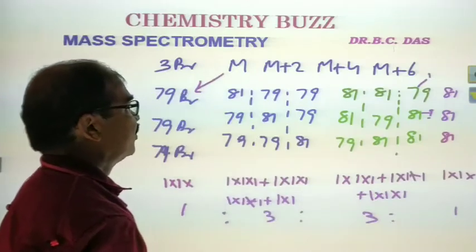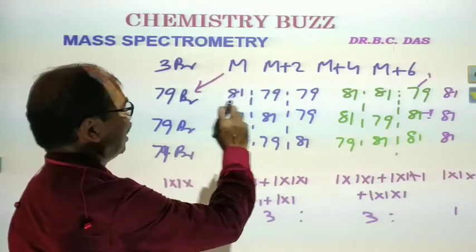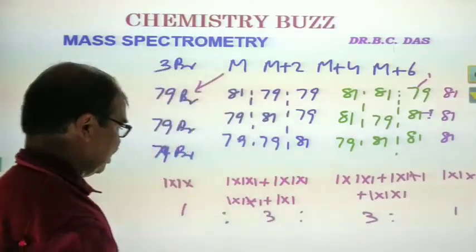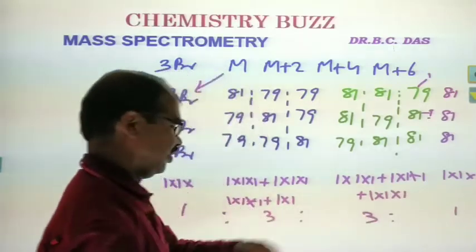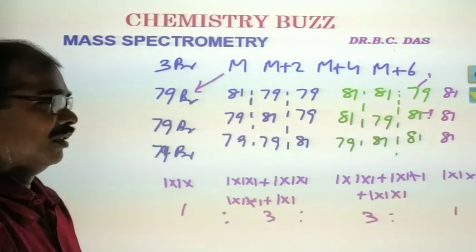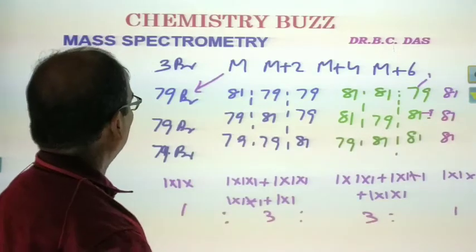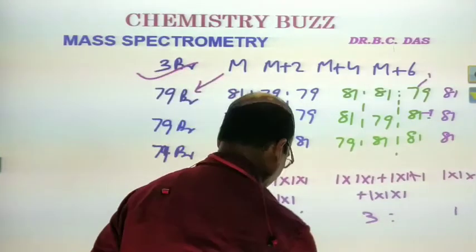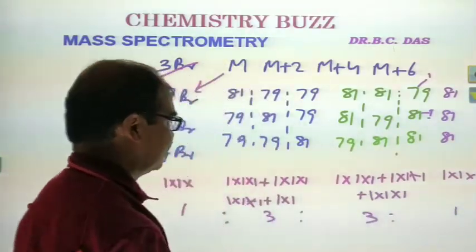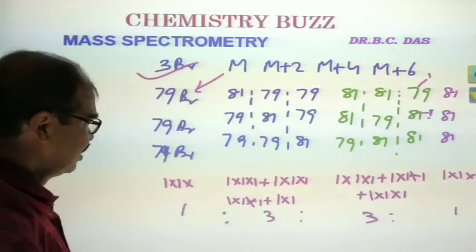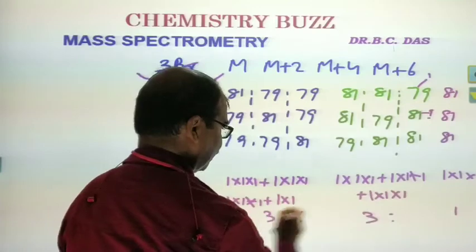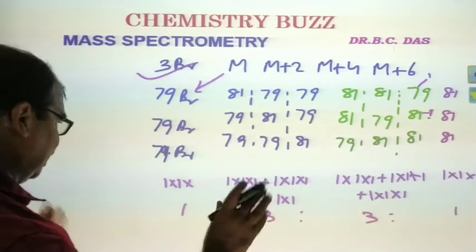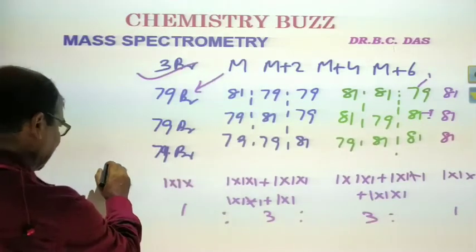So if you have m plus 2, m plus 4 and m plus 6 peaks in the mass spectra, and these peaks are in the ratio of 1 is to 3 is to 3 is to 1, then you can say that the molecule or the substance contains 3 bromine atoms. If there are 4 bromine atoms, then how can we determine the relative ratio of the peaks, m plus 2, m plus 4, etc.? For that you can write (x plus 1) to the power n.